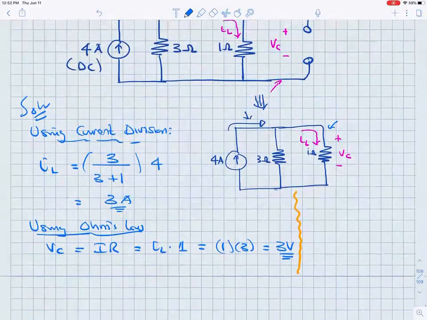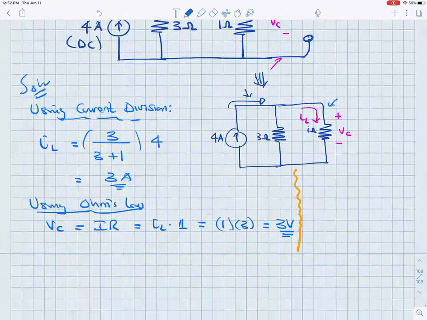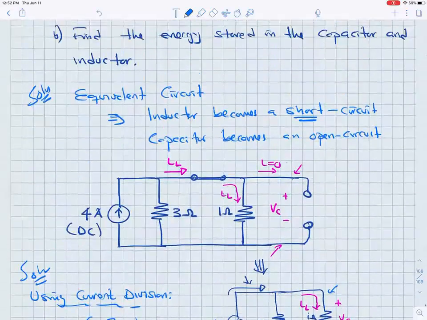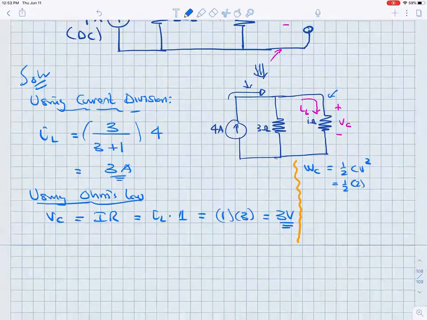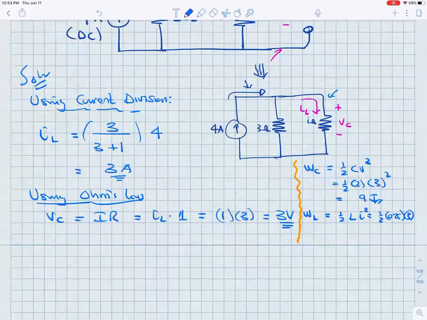So the energy stored across the capacitor and inductor. Let's say omega C is half C V squared. This is going to be half the capacitor, 2 farads, so it's going to be half times 2. The voltage across the capacitor is 3 squared, and that gives us 9 joules. And then for the inductor, omega L is half L I squared. So it's going to be half, L is 0.25, and then the current is 3 squared.